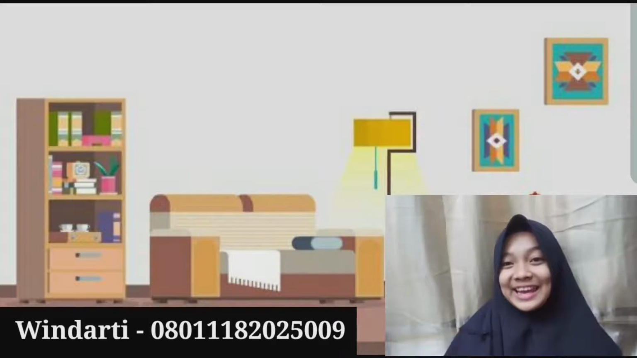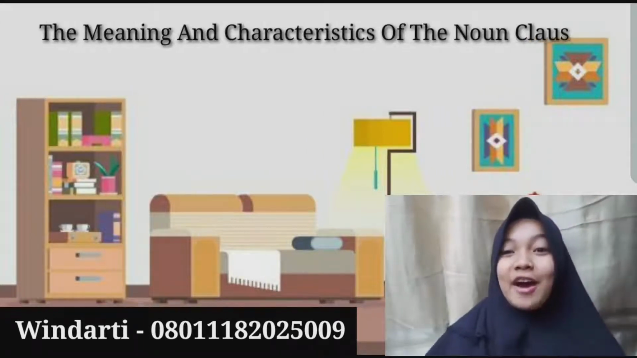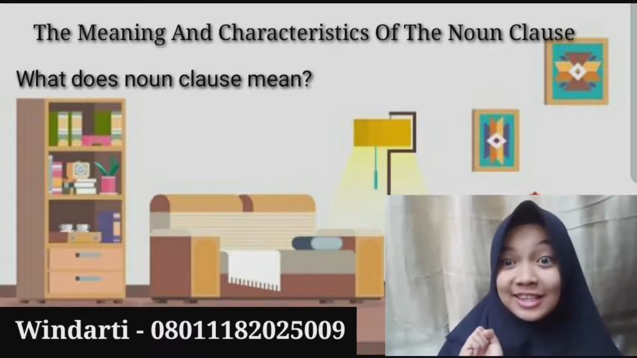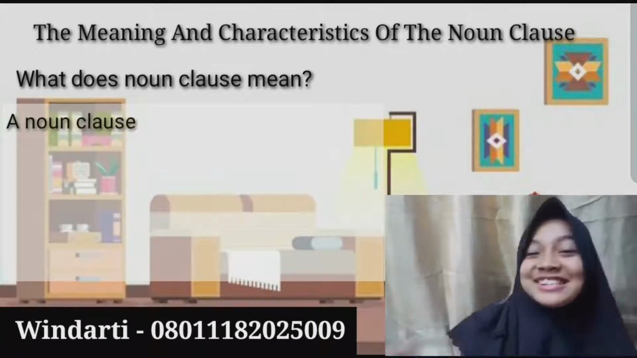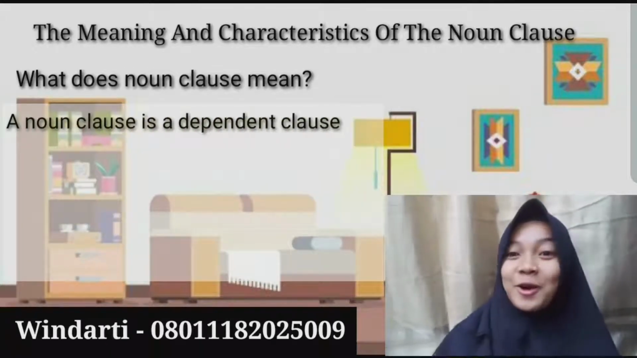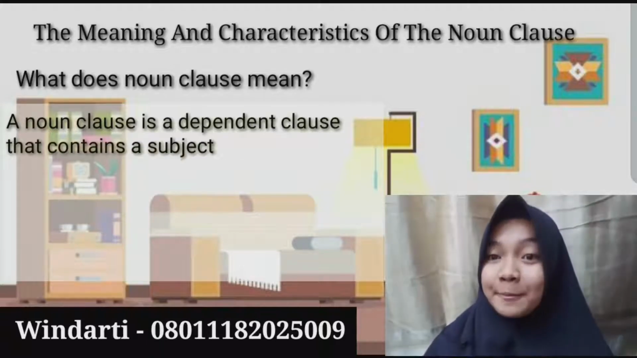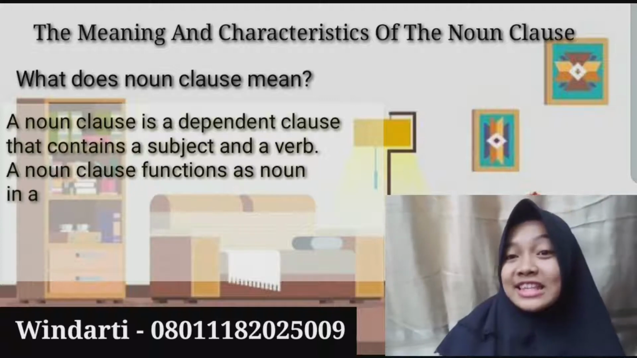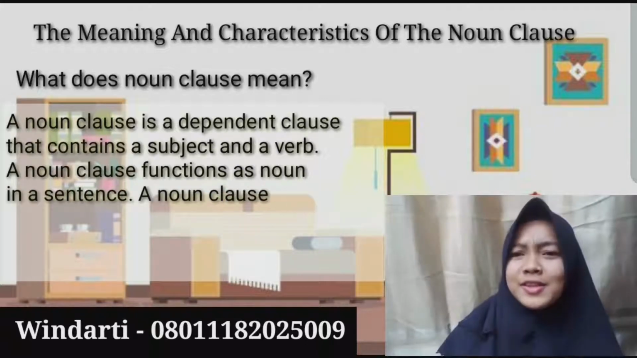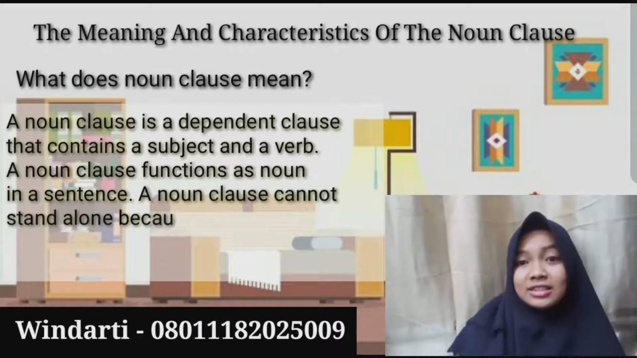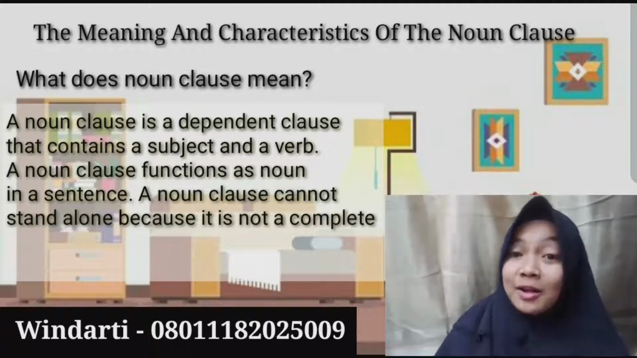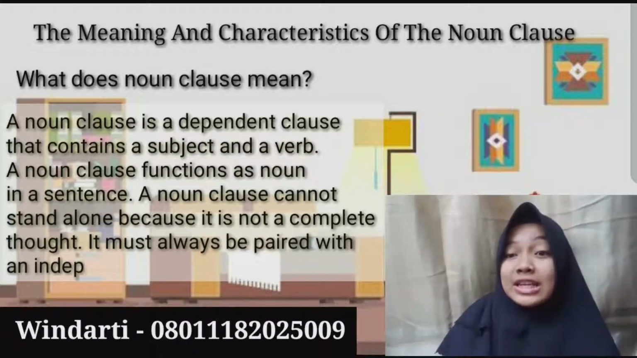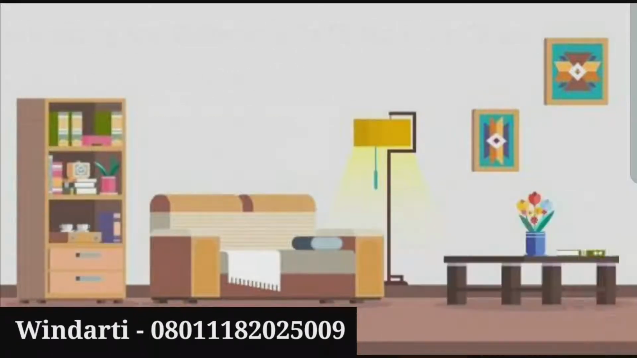Here I will explain the meaning and characteristic of the noun clause. What does a noun clause mean? A noun clause is a dependent clause that contains a subject and a verb. A noun clause functions as a noun in a sentence. A noun clause cannot stand alone because it is not a complete sentence. It must always be paired with an independent clause.